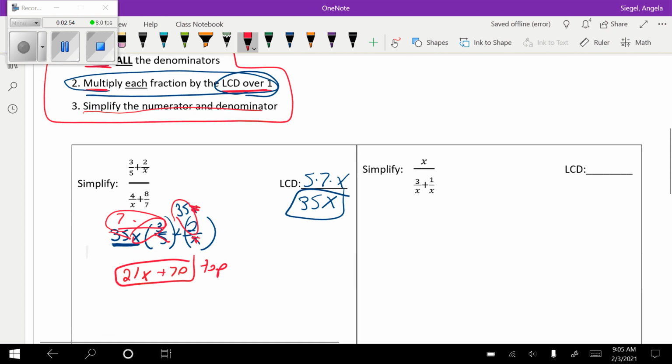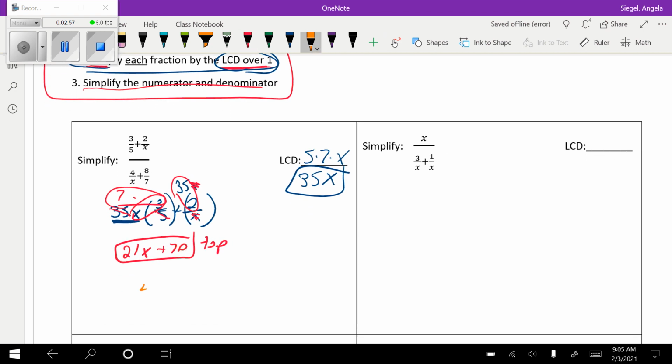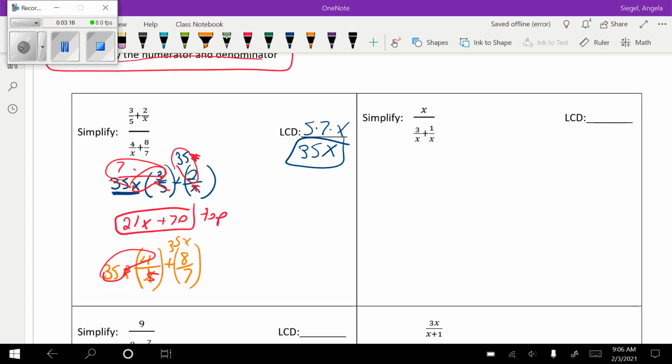Let's do the same thing on the bottom of the fraction. So I have 4 over x plus 8 over 7, and I'm going to again multiply that by our LCD. I'll go ahead and do it to both of them. If you'll notice, these cancel out, and I'm left with 35 times 4, which is 140. And then over here, 7 goes into 35 5 times. And so I have 5 times 8 times x, which is 40x. So this is going to be on our bottom.